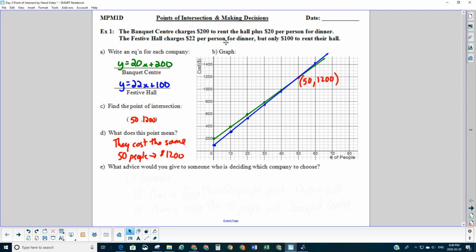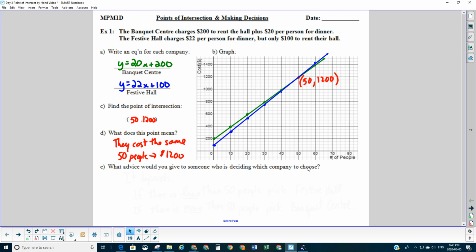So, for example, if I asked you if 40 people are attending, which one are you going to choose? Well, 40 people is going to be the blue one. You're going to choose the blue one because you can see it's lower than the green one. It's before this intersection. But if I was telling you 70 people, then you could say choose the green one. But what I want you to do is not make a decision on which one's better. I want you to give advice to someone who's choosing.